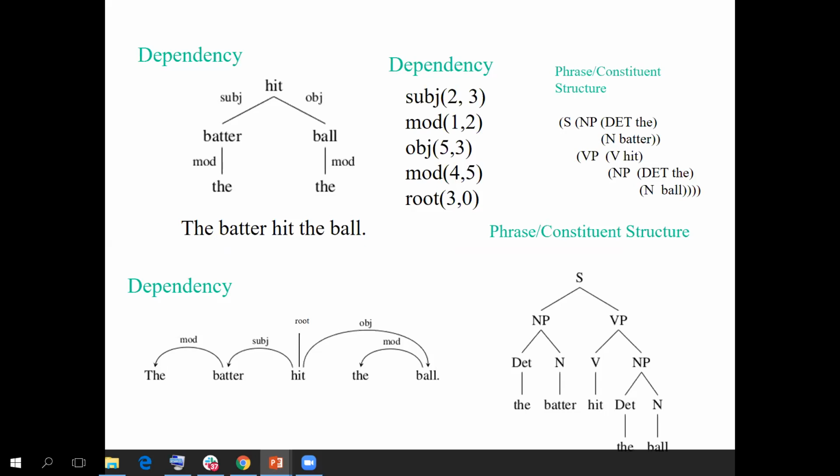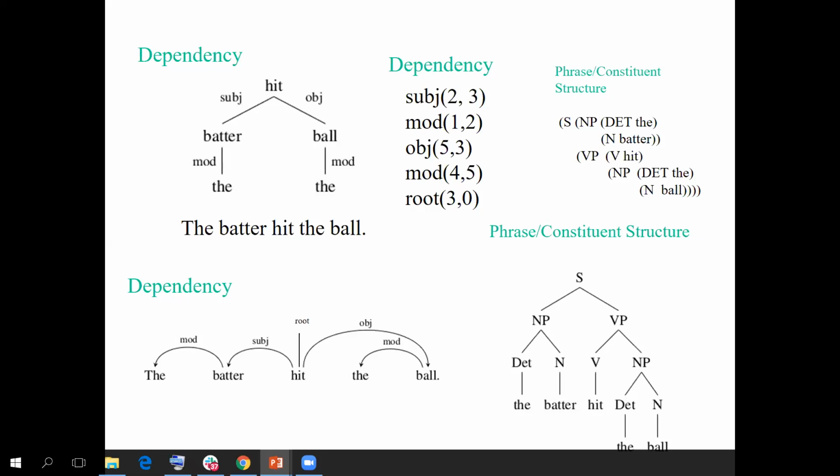At the bottom right, you see the batter hit the ball. And you can see that the batter is grouped as a constituent, and hit the ball is grouped as a verb phrase constituent, and the ball is grouped as a constituent. And you can see something notationally equivalent in parentheses at the top right. What you see at the top right is the notation that's used in the Penn Treebank. So the first open parenthesis is the sentence, and then you have the noun phrase in parentheses, and then you have the verb phrase in parentheses.